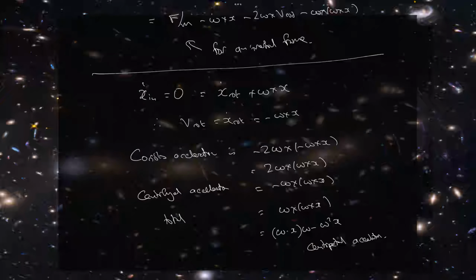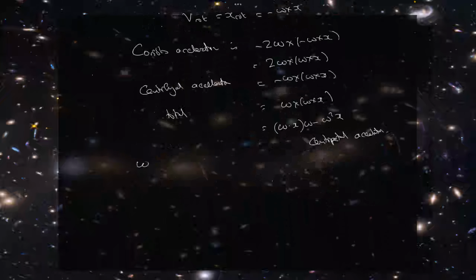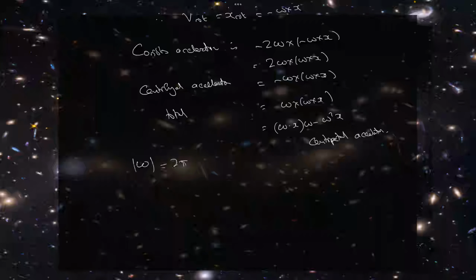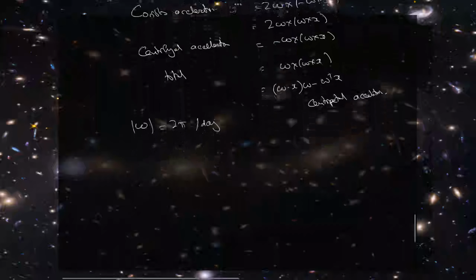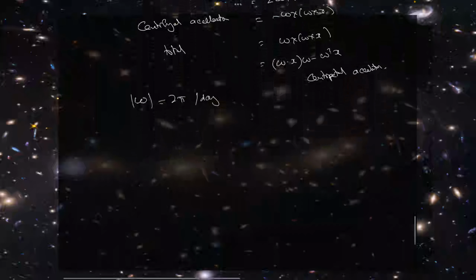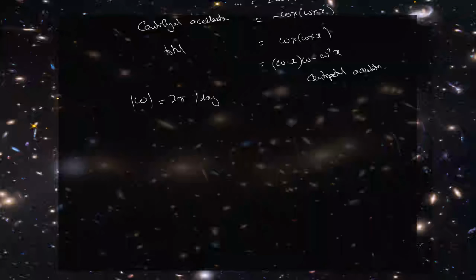And here we're assuming that we're looking at the rotation of the Earth, so that omega is 2 pi radians per day, strictly speaking per sidereal day. So the motion of the fixed stars obeys the equation x double dot is equal to omega cross omega cross x.